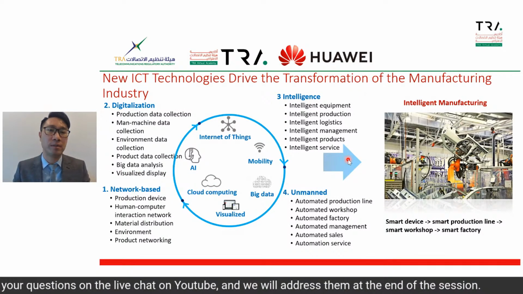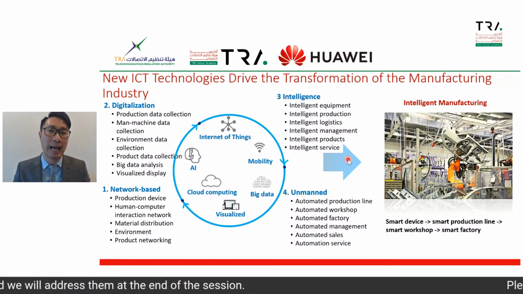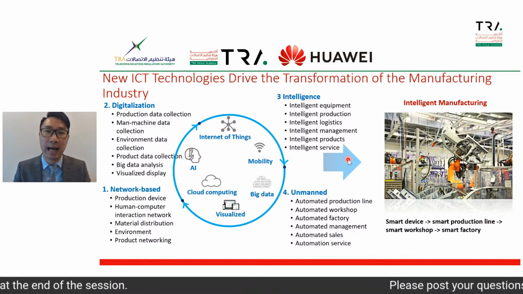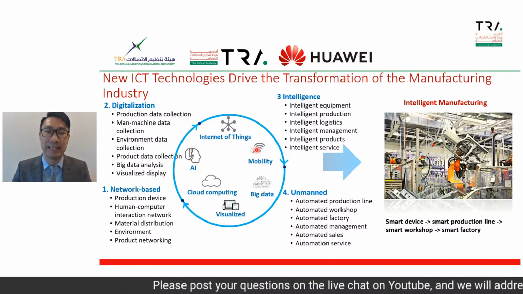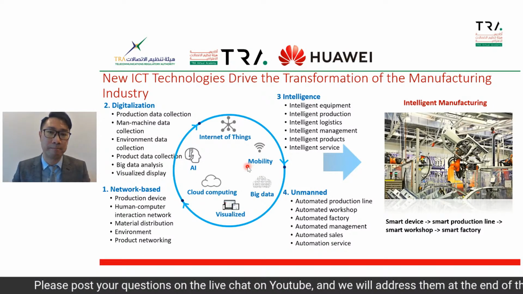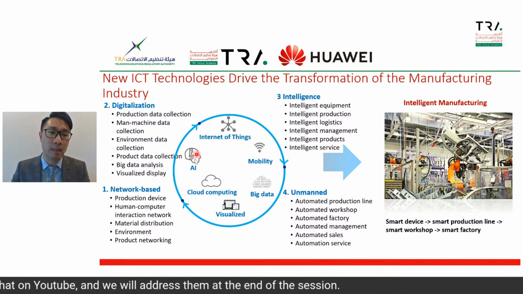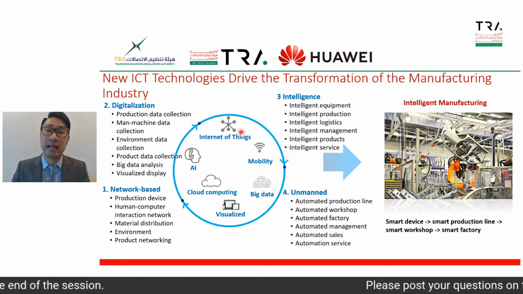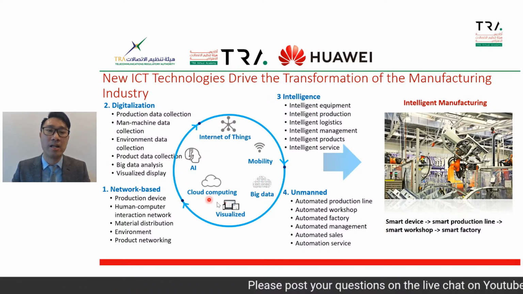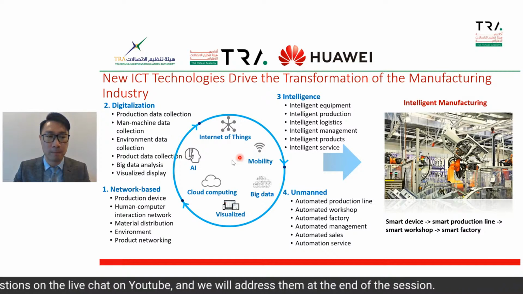So just now I mentioned intelligent manufacturing, and basically how we can realize it is by implementing all the new ICT technology into manufacturing. Not only 5G, we need the technology of AI, cloud computing, big data, and Internet of Things. So these are the new technologies that drive the Industrial Revolution 4.0.